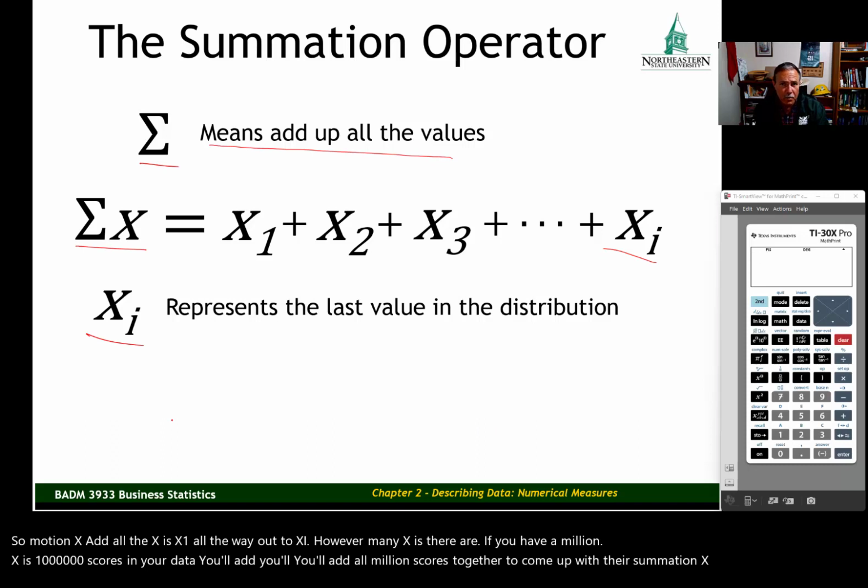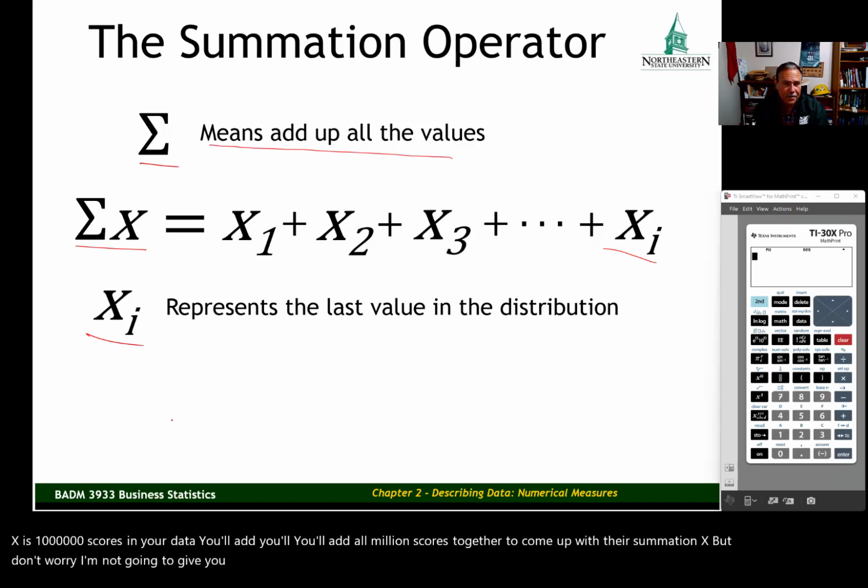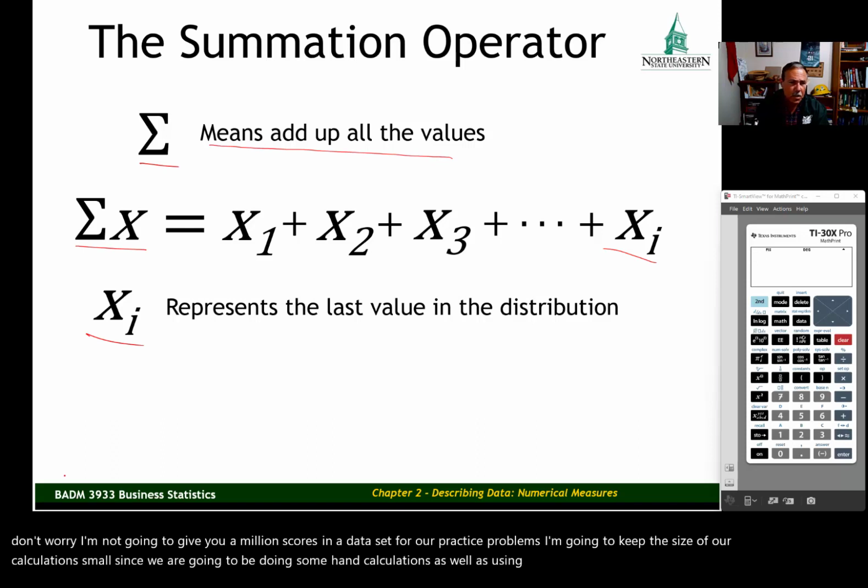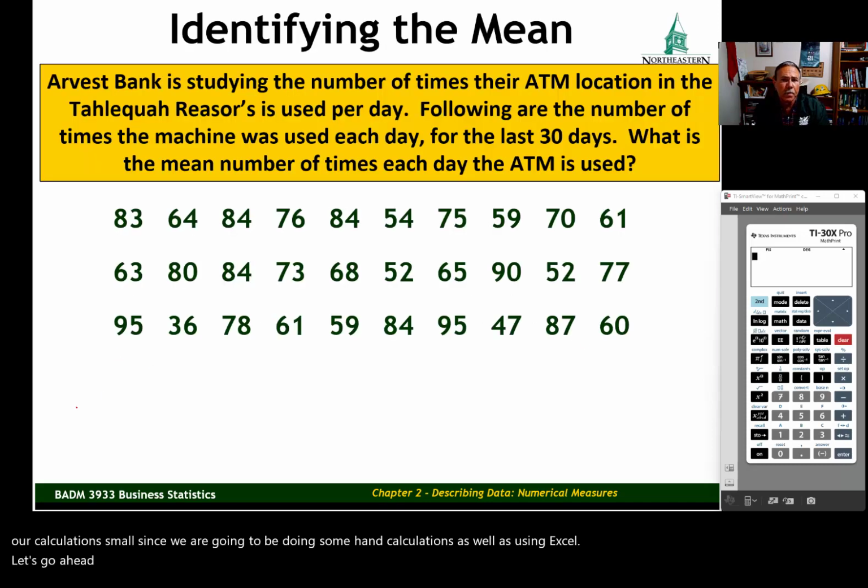But don't worry, I'm not going to give you a million scores in a data set. For our practice problems, I'm going to keep the size of our calculations small, since we are going to be doing some hand calculations as well as using Excel. Well, let's go ahead and look at an example.